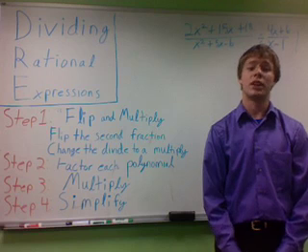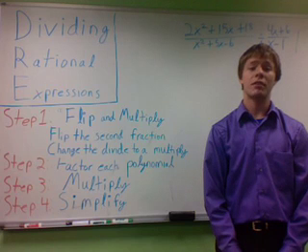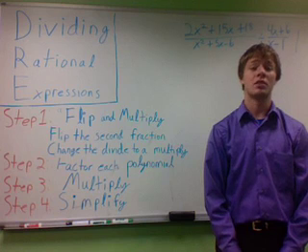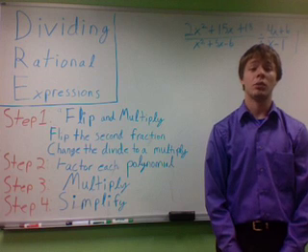Today we'll talk about dividing rational expressions. To divide rational expressions, we use a four-step process. The first step is to flip and multiply. What we mean by flip and multiply is we will flip the second fraction and then we will change the divide to a multiply. Our second step is to factor each polynomial.